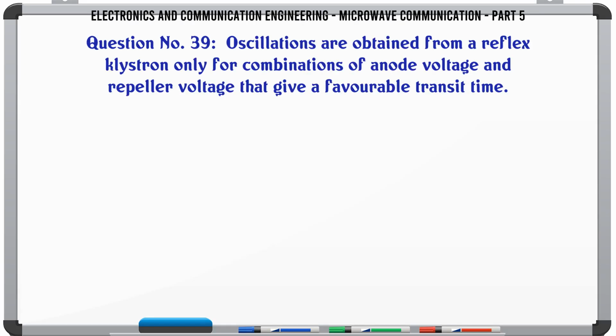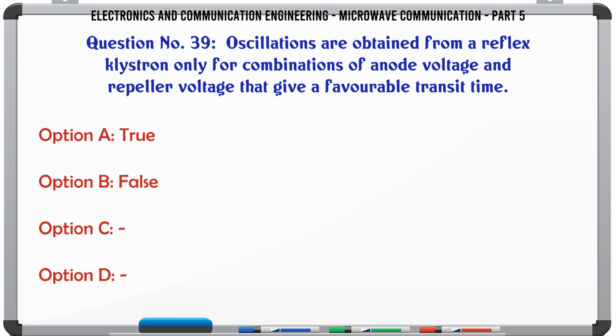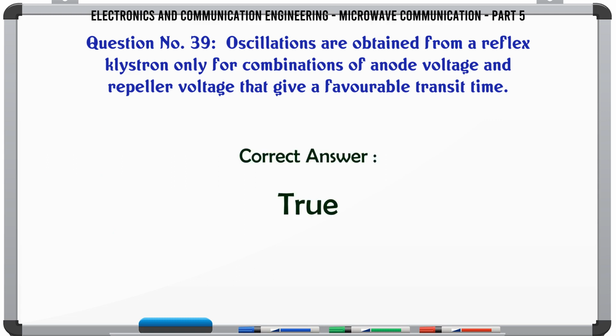Oscillations are obtained from a reflex klystron only for combinations of anode voltage and repeller voltage that give a favorable transit time. A. true, B. false. The correct answer is true.